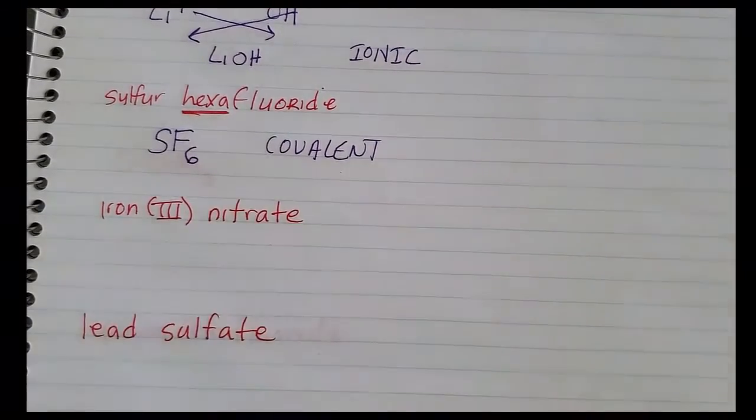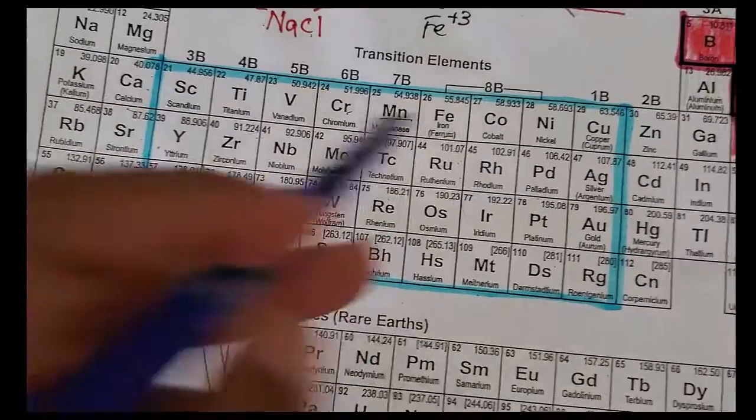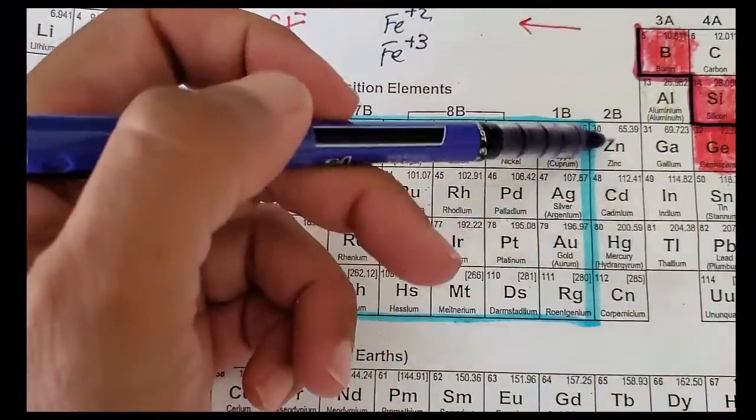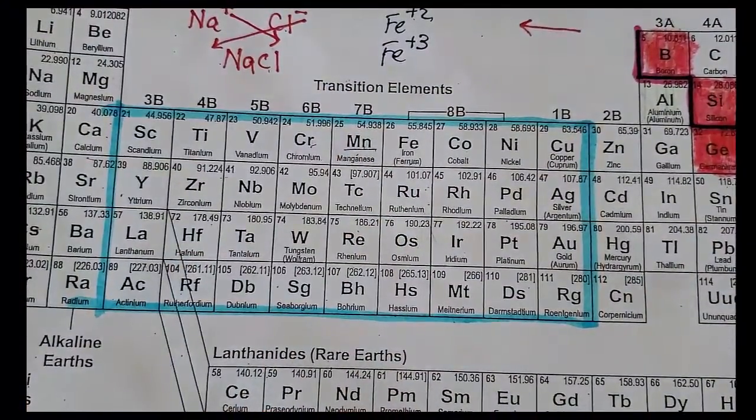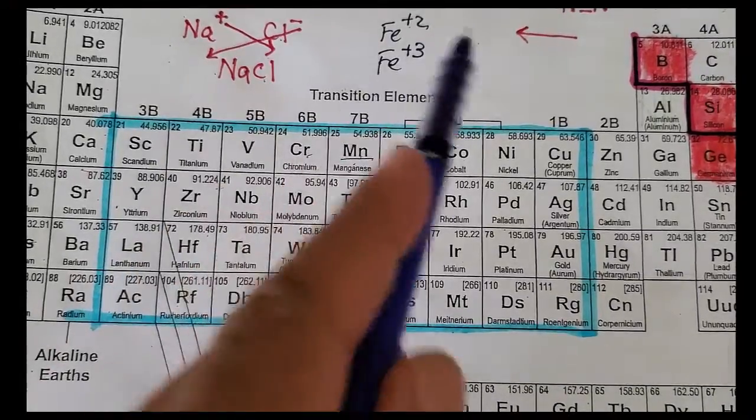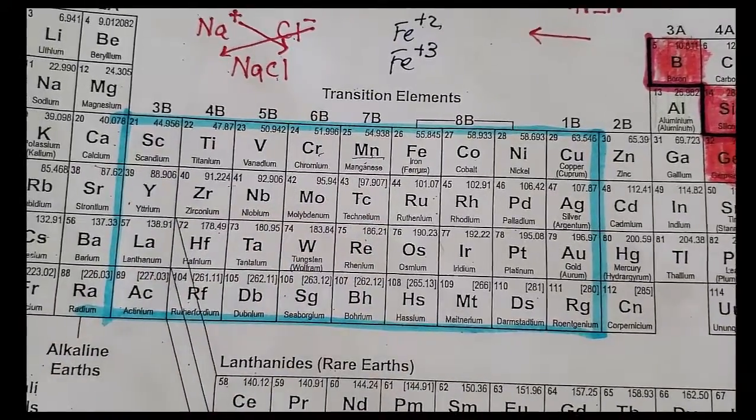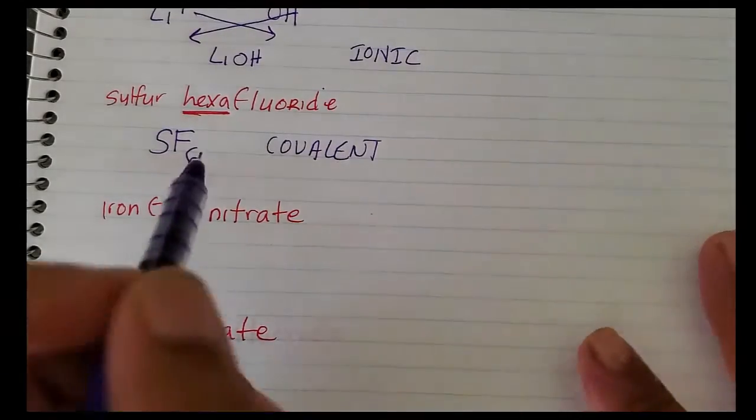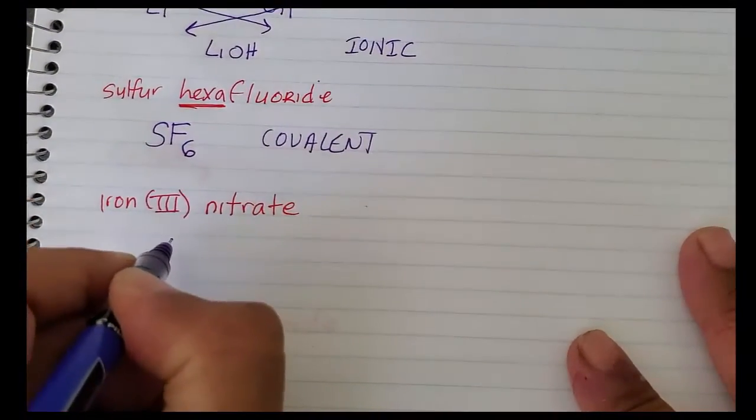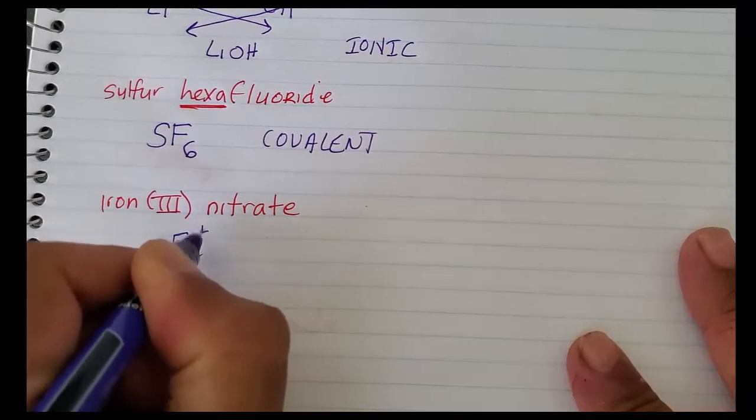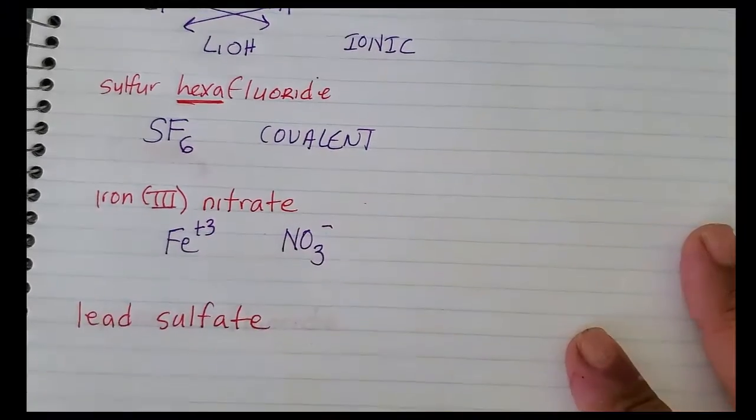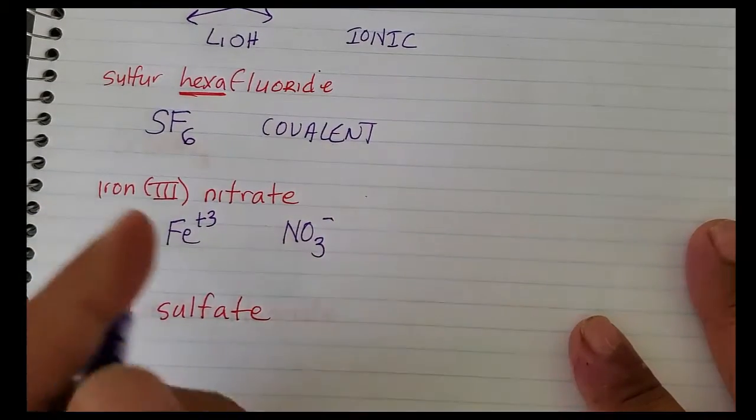Iron(III) nitrate. If you're wondering why the iron is in Roman numerals, it's because it is in this box in the periodic table. Some textbooks also include this as part of the transition metals. Transition metals can have multiple charges, and when we name them, we designate the charge in Roman numerals. So automatically Fe is plus 3. Nitrate is NO3 minus. That is what we get from our flashcards.